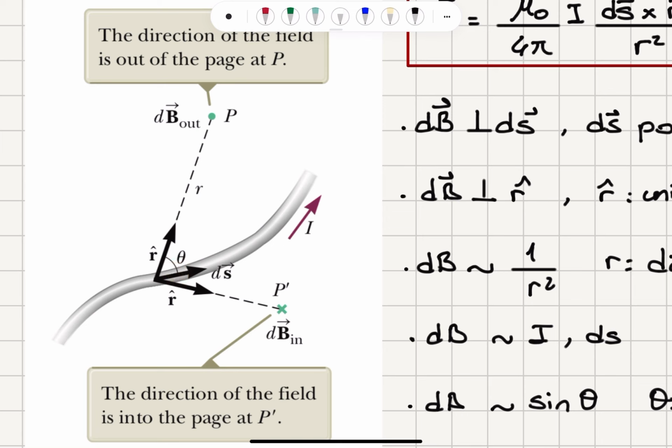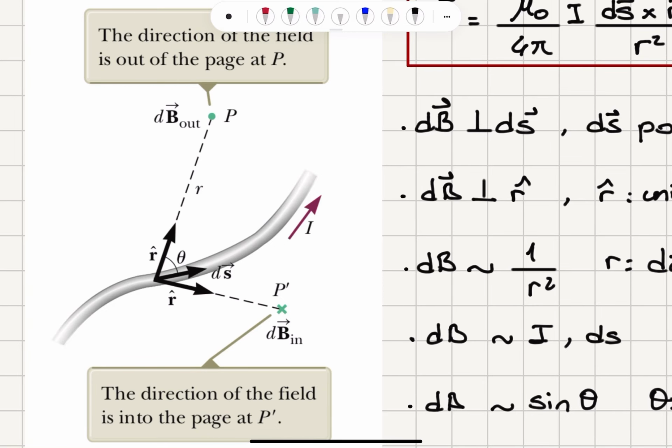due to this current? First of all, we point our right hand thumb in the direction of the current. The four fingers curl into the page on the right hand side and out of the page on the left hand side. So we see that the magnetic field points into the page at this point P prime and out of the page at this point P. So your thumb points in the direction of the current, four fingers will be on the left side pointing out of the page, curling towards you. So that's basically saying the magnetic field lines are curling around this wire like this.